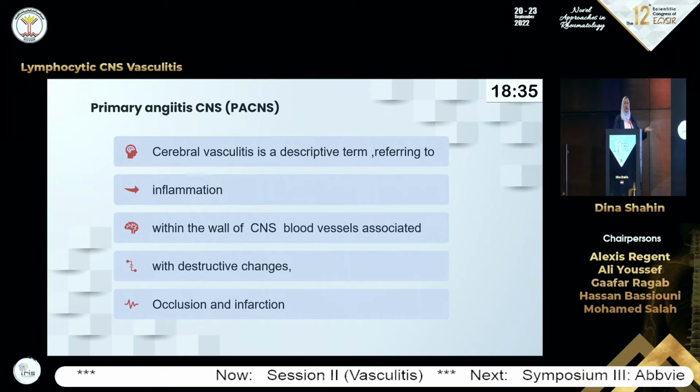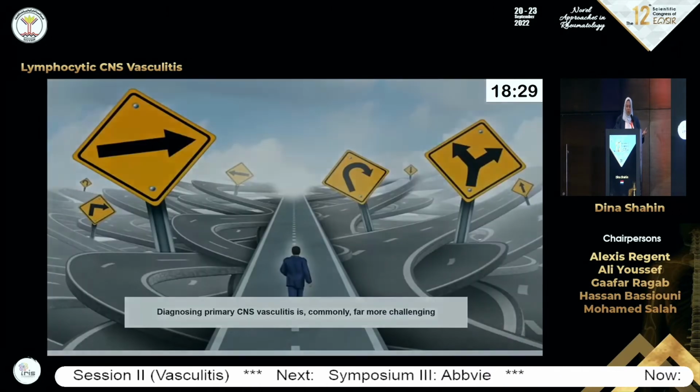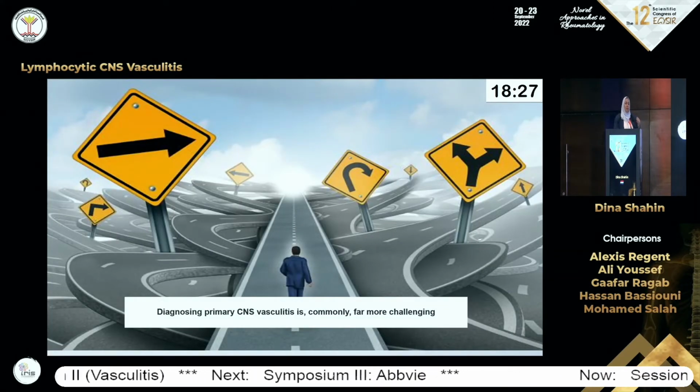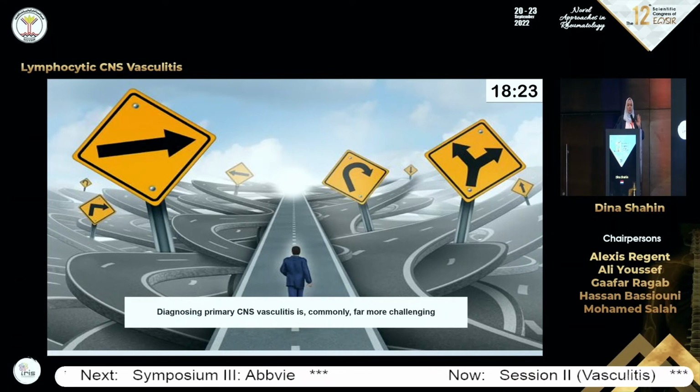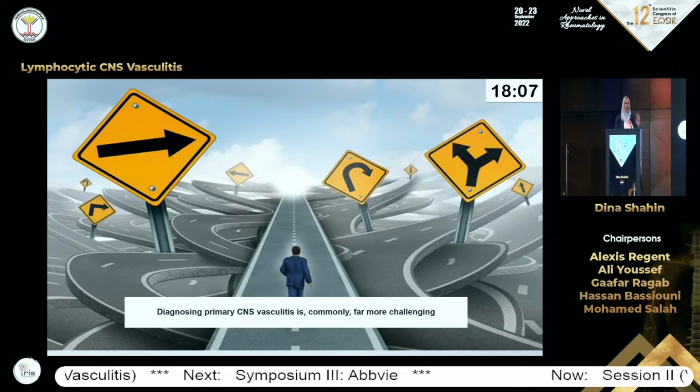الفاسكولايتس هي انفلاميشن في السي ان اس بلاد فيسل، وبيحصل معاها انفلاميشن، اوكلوجن، ديستراكشن، وانفاركشن. لما بنقابل حاله سي ان اس فاسكولايتس بيبقى ده الوضع بتاعنا بالظبط. ده الطريق، مش عارفين نمشي ازاي. لكن لما بتكون الحاله سكندري فاسكولايتس تبقى مور اور ليس اسهل شويه في التشخيص. عندي كلينيكال مانيفستيشن بتساعد، عندي سيرولوجي، عندي ماركرز بتقدر تدلنا او بتبقى جايد لينا.